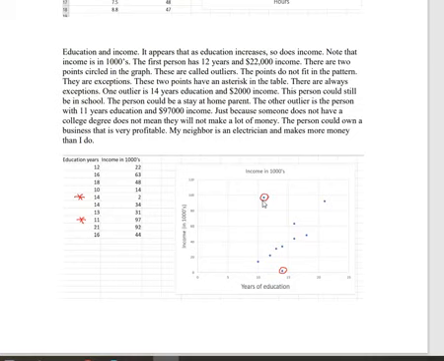of income. Just because someone does not have a college degree does not mean they will not make a lot of money. They could own their own business that's very profitable. My neighbor is a lineman, electrician, and makes more money than I do. He's just starting out, and I've got 20 years experience. Okay, so there's a general pattern here, but we always have these exceptions. And that's the end of this lesson.